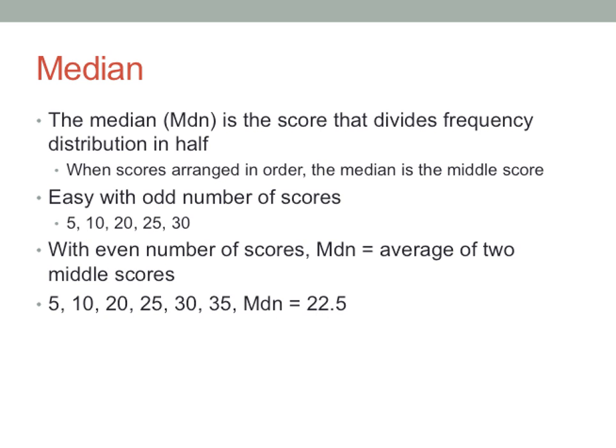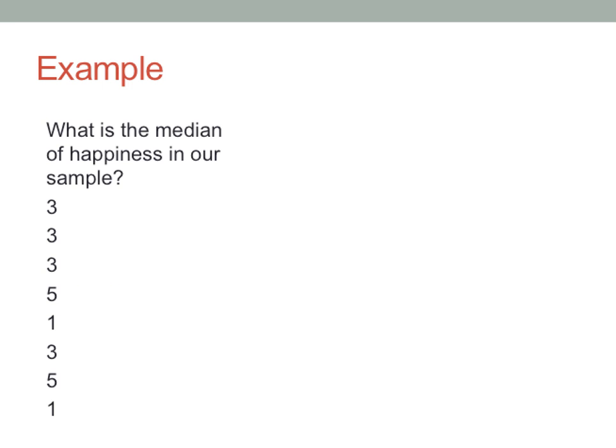Hopefully, calculation is fairly straightforward. So let's give it a shot. So what is the median of happiness in our sample? And as always, pause it and resume when you are ready. All right, so if I were you, I would reorder all of our numbers to numerical order. You say, okay, we got 1, 1, 3, 3, 5, 5. We have two 3s in the middle, and the average of 3 and 3 is 3. So the median of this happiness sample is 3.